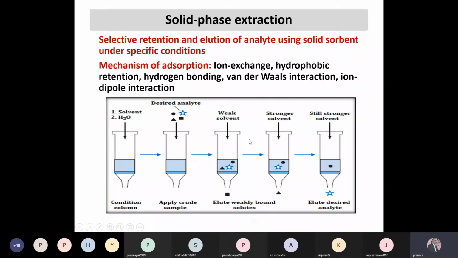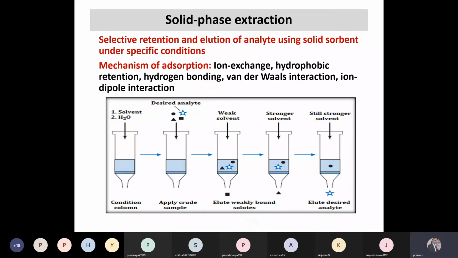And these are the different steps which one needs to carry out for solid phase extraction. This is silica base, and then you have your sample which contains your desired analyte and other unwanted substances as well. So you first condition, then you apply your sample to the extraction cartridge, and then of course you try to elute the unwanted things first.